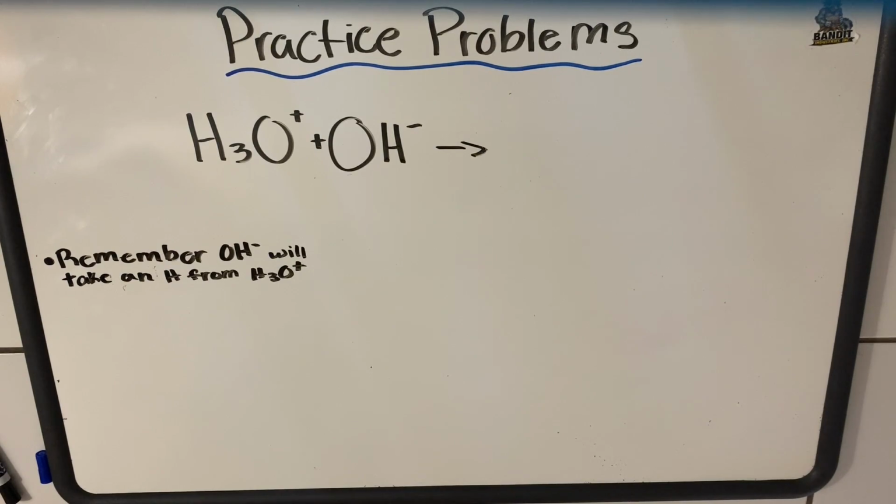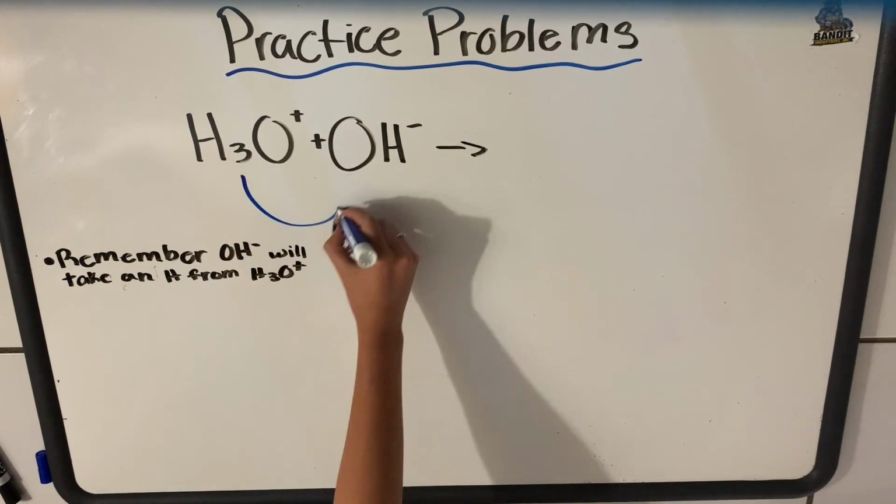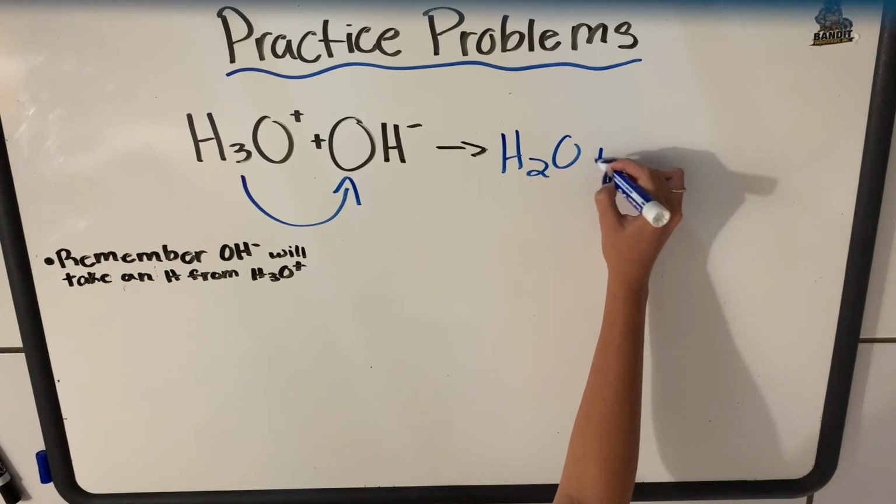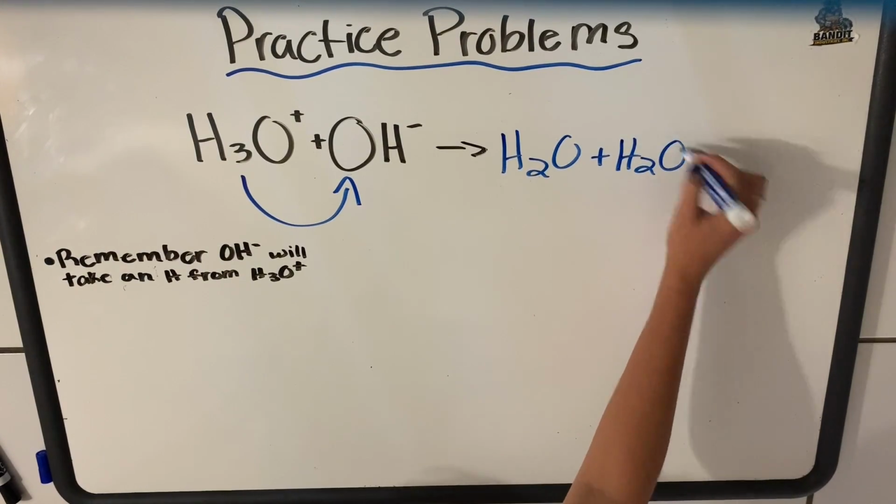Here we have H3O+ plus OH- as our reactants. Remember, OH- will take an H from H3O+, creating H2O plus H2O as our products.